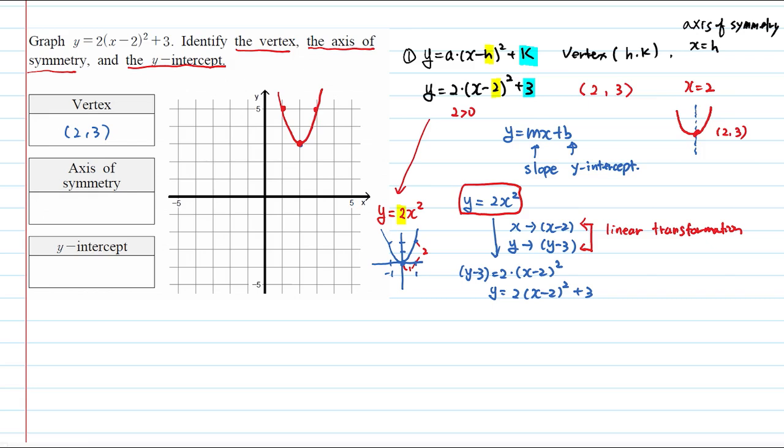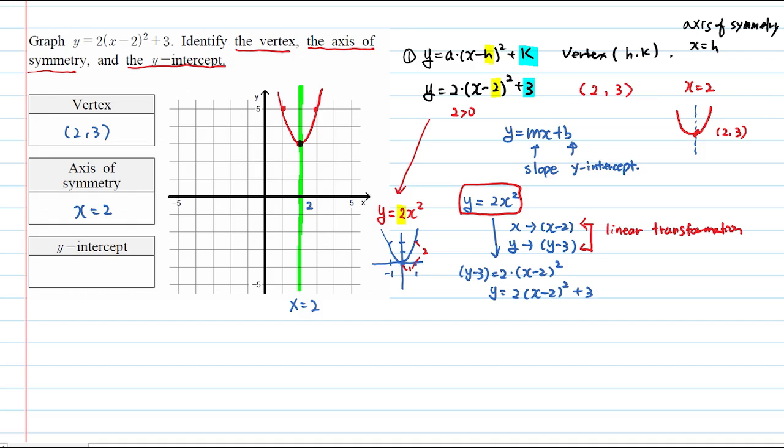Okay, so here, the axis of symmetry is something that cuts the graph in half. So the graph is symmetric about this axis of symmetry. Now here the x coordinate is 2, so we will say that's x equals 2. So the axis of symmetry is x equals 2.